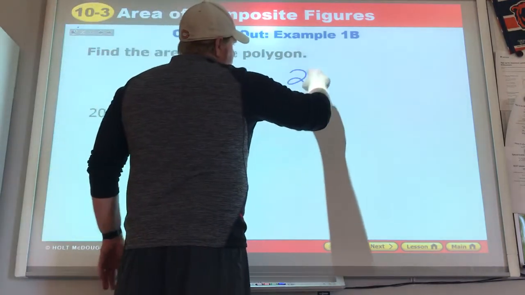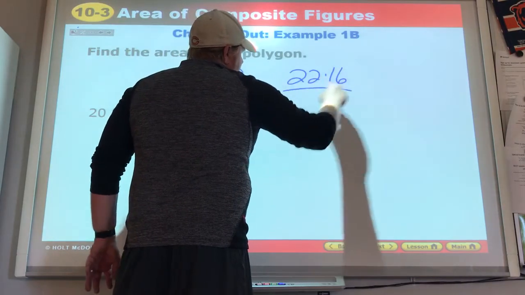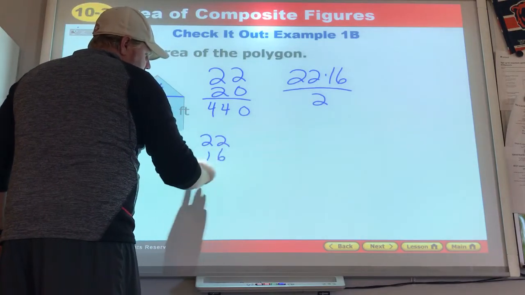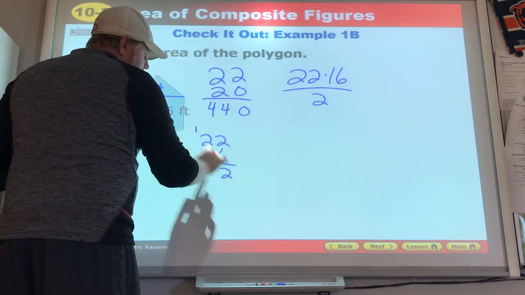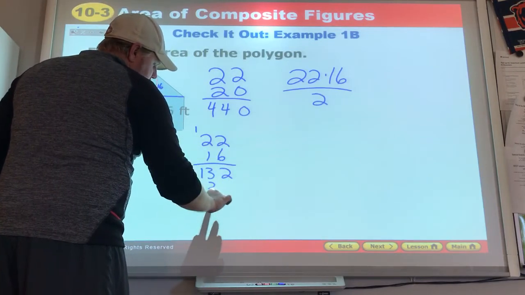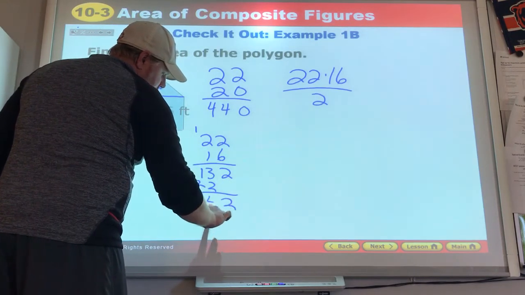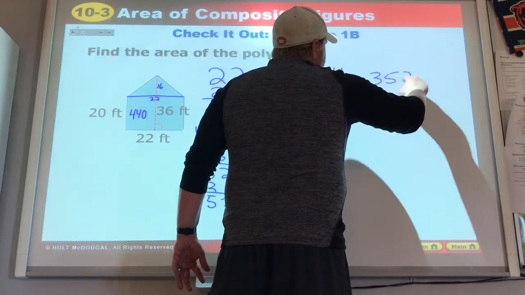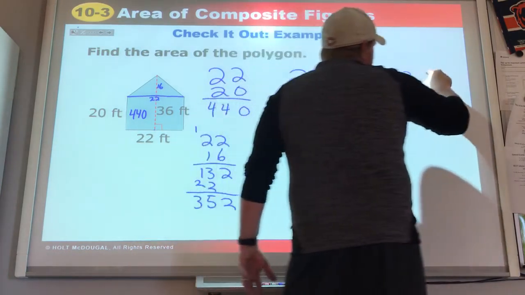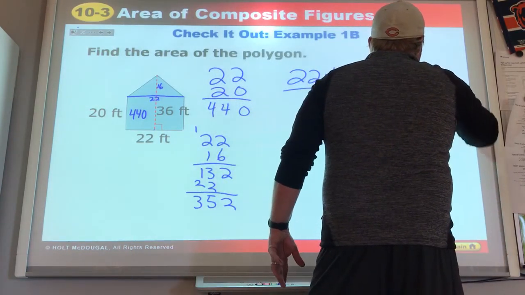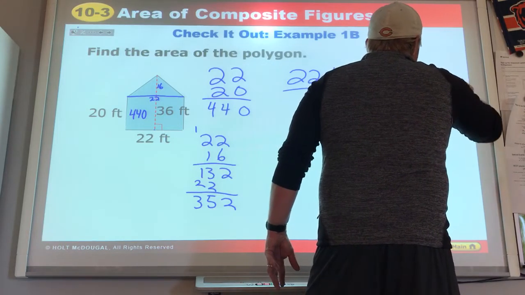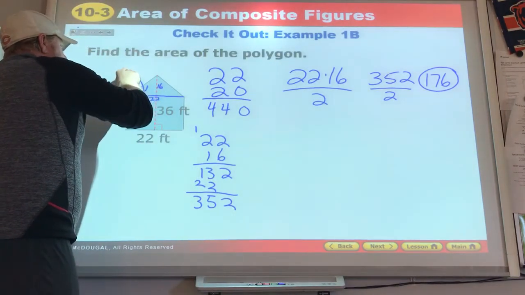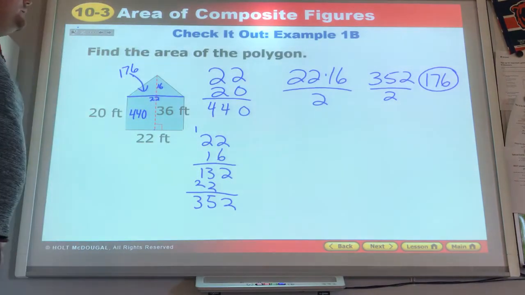So we have 22 times 16 divided by 2. 22 times 16 is 352, divided by 2. That's 176. So that is 176. All right.